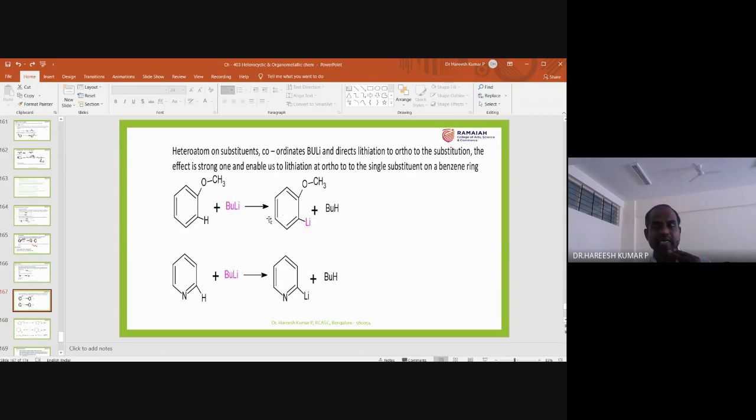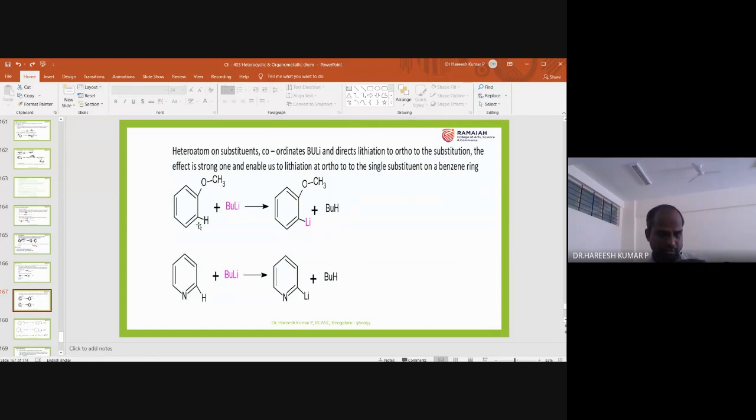Similarly, if there is a heteroatom, this is a heterocyclic compound. Here also, what will happen? This proton is captured by Bu minus, so butane goes out and lithium forms a bond here. This process is called lithiation. Lithiation means addition of lithium to the substrate. These are the two substrates.